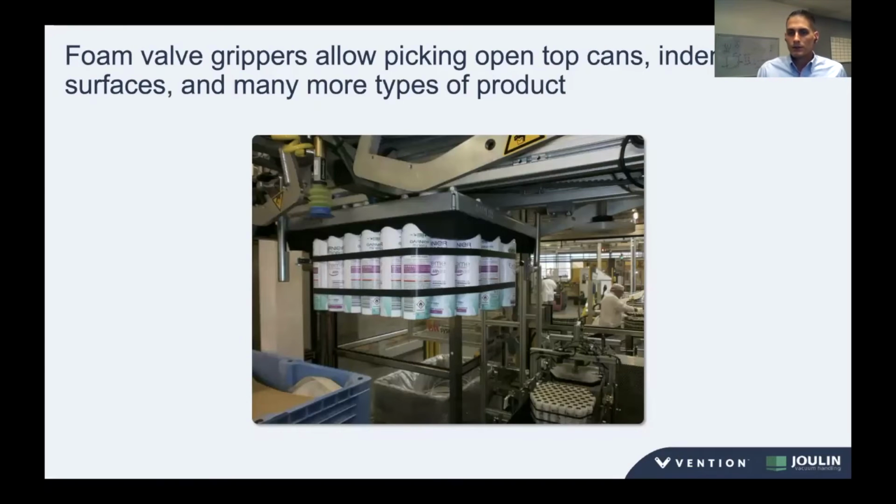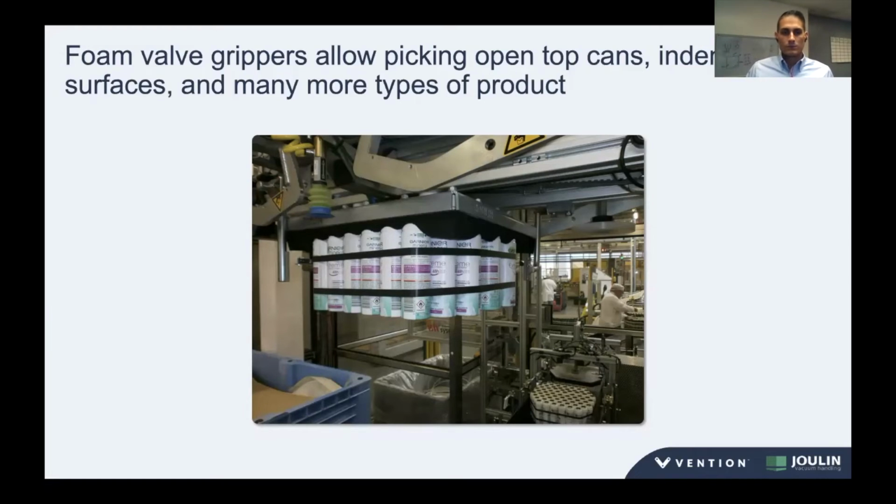The next gripper that I want to share with you is a foam valve gripper. These foam valve grippers allow you to pick open top cans, open top jars, closed top tins, indented surfaces, and many more types of product. We can also pick a pallet with this type of gripper. It's not necessarily preferred, but all of our grippers are really going to have a wide variety of uses.